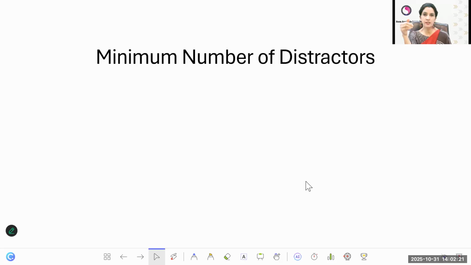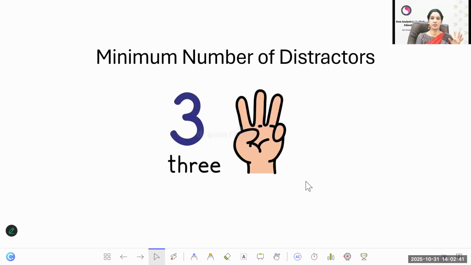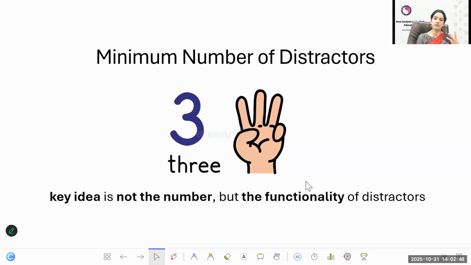So now coming to the distractor. In all MCQs, if it is a 4 option MCQ, it will have a key and 3 distractors. So what should be the minimum? Because you can see there are questions which have got 5 options. There are questions which are having 3 options, 2 options also. But generally it is said that you should have a minimum of 3 distractors, and one key will of course be there. Because if you keep 3 distractors, it is very much ideal for calculating all the reliability indices.